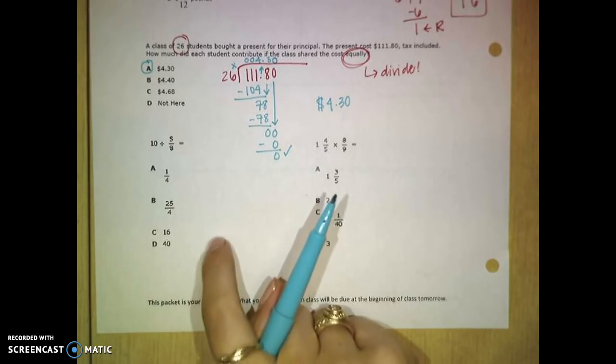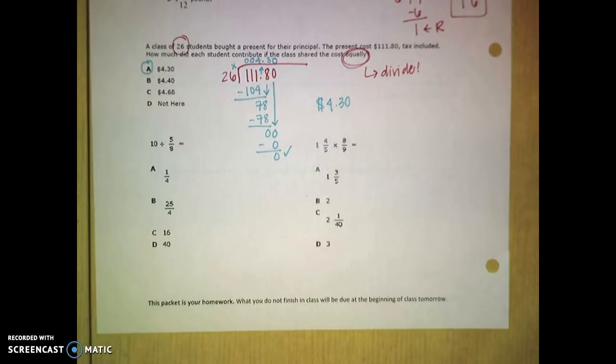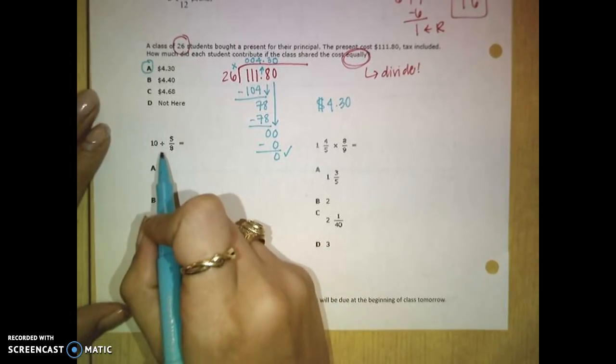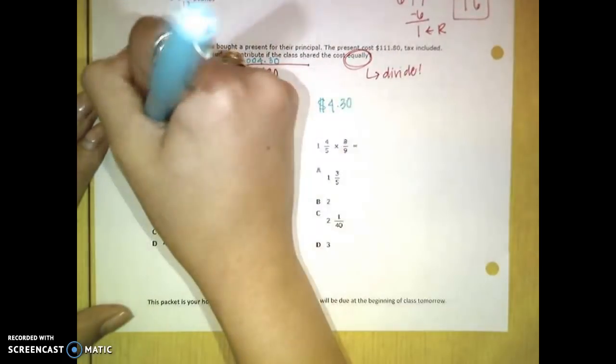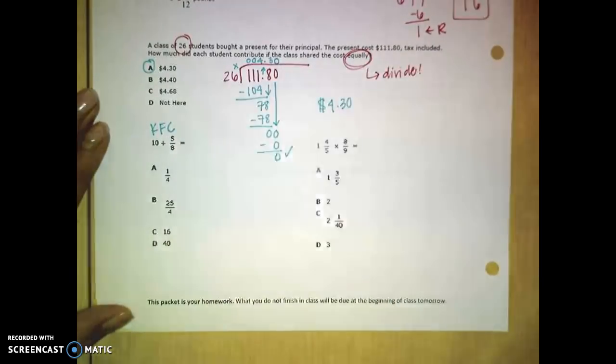So these are the kind of ones that can boost us from not passing to passing, or from not mastering all the way up to mastering. These are kind of our booster problems. Looking at this first one, it is our first division fraction problem. When we are dividing fractions, we use KFC.